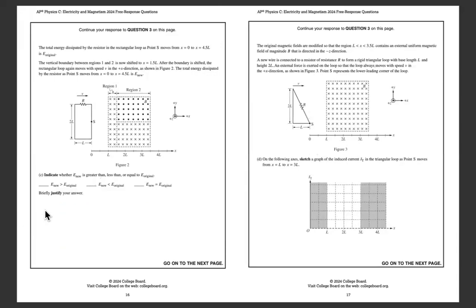Okay, total energy dissipated is E original. The vertical boundary now shrinks. And then it moves with the speed again. The total energy is E nu. So greater than, less than, or equal to. Total energy dissipated. So you have to figure out how the power dissipated is going to change.